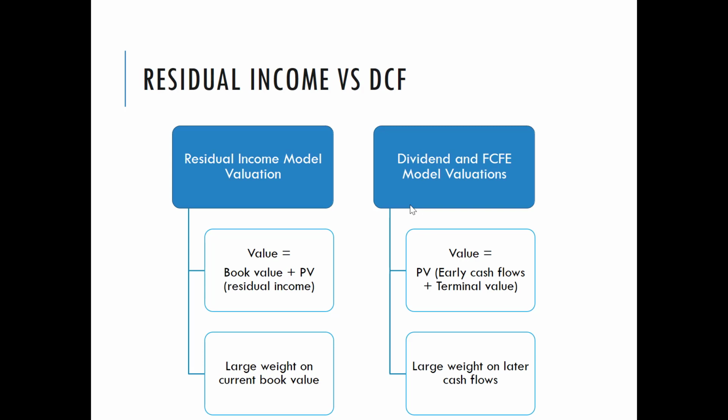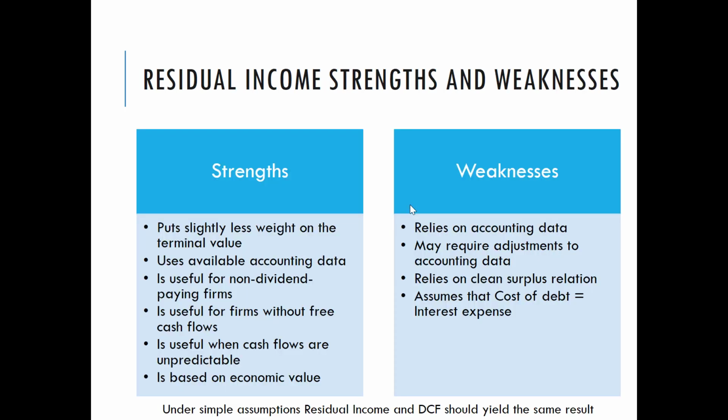You could say that the pro is that it has a large weight on the book value for the residual income model, because perhaps current book values are more reliable, whereas if you're looking at having a larger weight on later cash flows, it's slightly less reliable just because anything that we need to estimate for the future is going to have some error in it. So if we have a large terminal value for the cash flows, it will have some error in it just because it's been forecasted for the future. So again, big strength for the residual income is really that it puts slightly less weight on the terminal value.